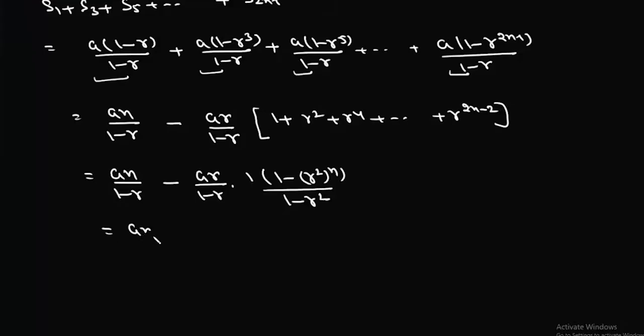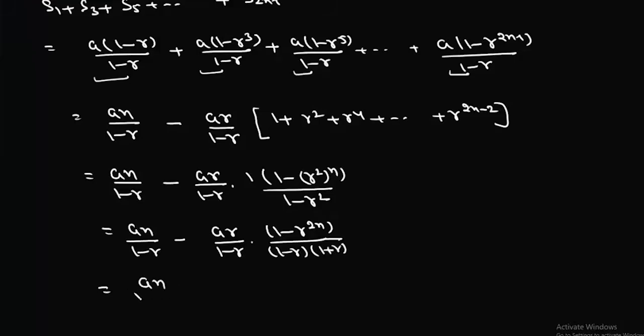Now this is an upon (1 minus r), and this is minus ar upon (1 minus r), and this is 1 minus r to the power 2n, and this is a square minus b square, which is (a plus b) into (a minus b). So it will be (1 minus r) into (1 plus r). So this sum will be an upon (1 minus r) minus ar into (1 minus r to the power 2n) upon (1 minus r square) into (1 plus r), which is what we need to prove in this question.